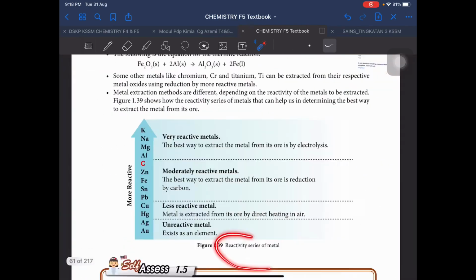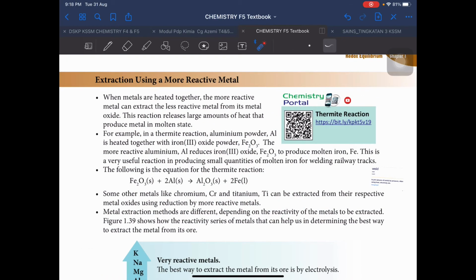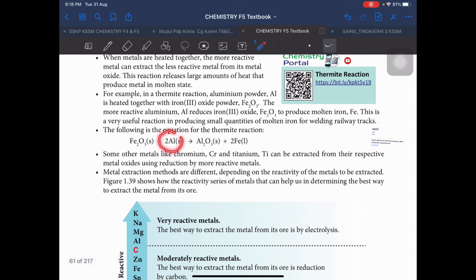So, apa maksudnya di sentence? The more reactive metal can extract the less reactive metal. Maksudnya begini. Look at this aluminium here. It reacts with the iron 2 oxide, right? Okay? And then what happened after that is, cuba kamu tengok. This aluminium kan, dia ambil the oxide. So maksudnya di sana, the aluminium is going to combine with the oxide from the metal oxide yang perlu di-extract.